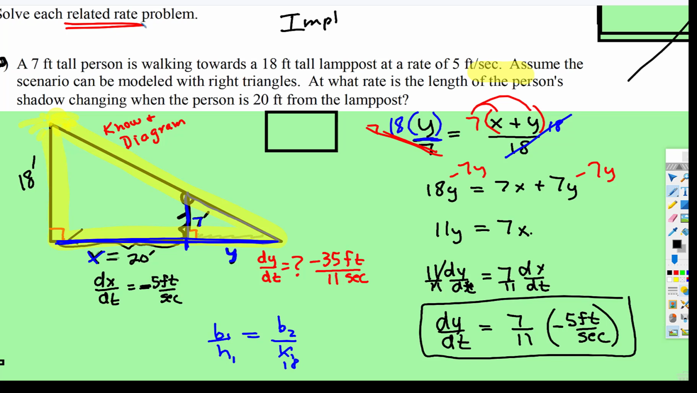So related rates, implicit differentiation, drawing the diagram, and when the distance is getting smaller, it's a negative rate. If this person was walking away from the lamppost going that direction, the distance would be getting bigger. That would have been a positive 5 feet per second. All right, that's it for this one.